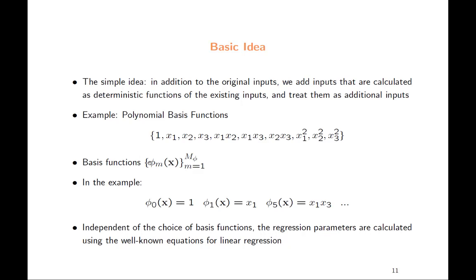So phi m of x, and m goes from 1 to capital M. So capital M is always the number of our basis functions. And in the example, phi 0 is 1, phi 1 is x1, and phi 5, for example, is x1 times x3, and so on.